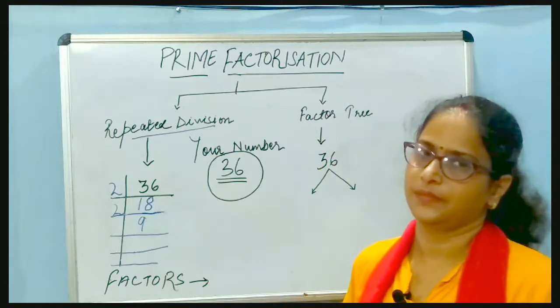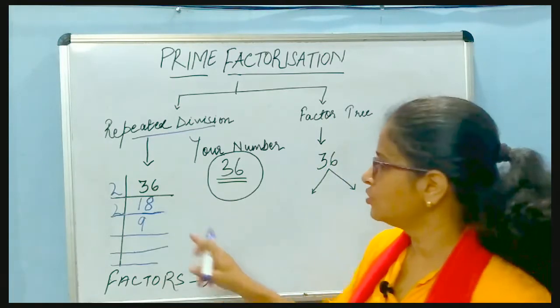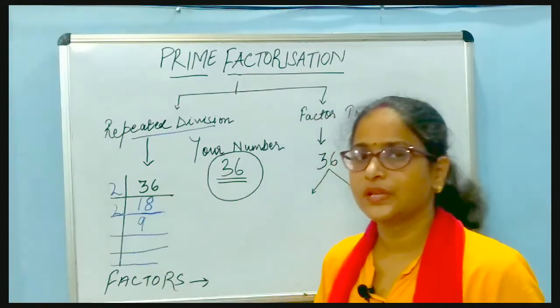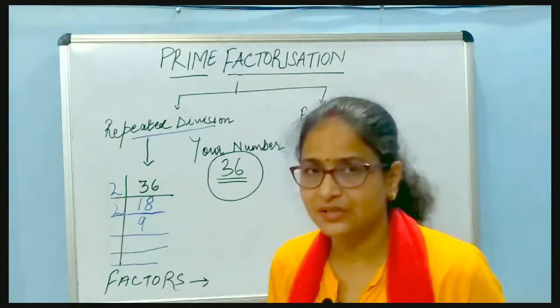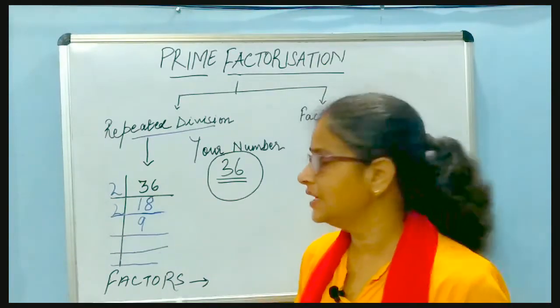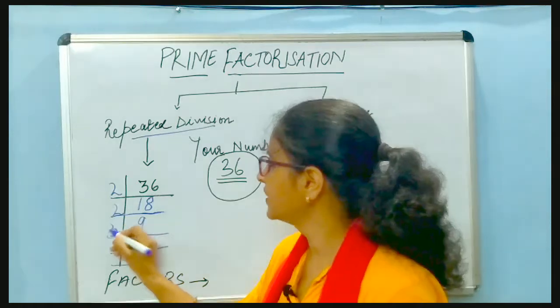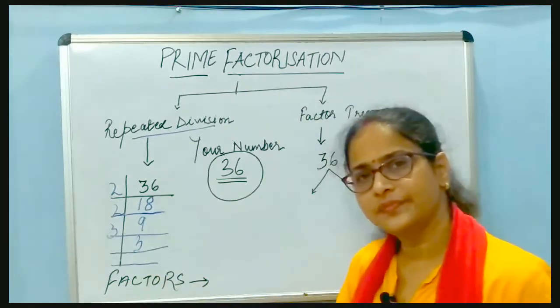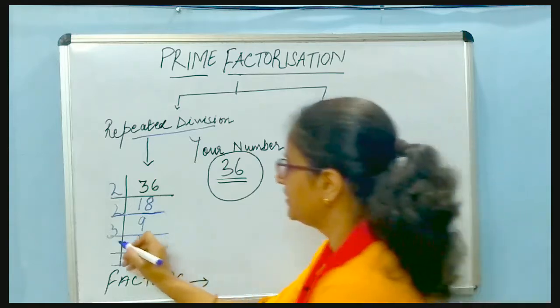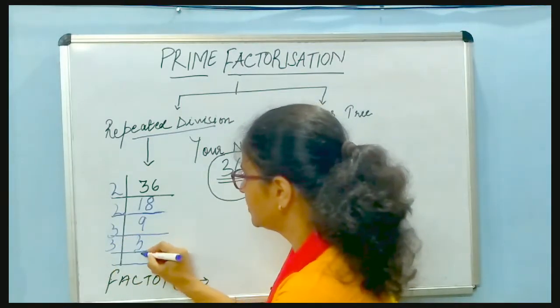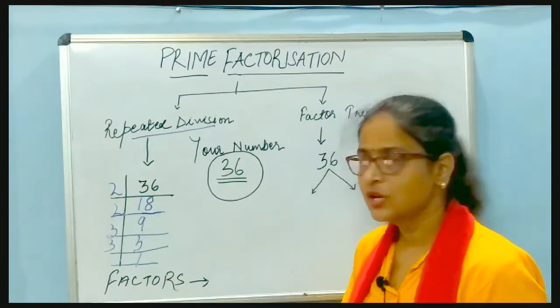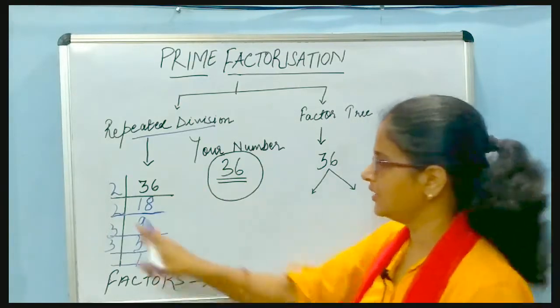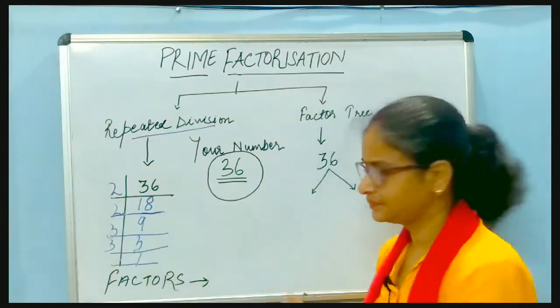Now here is 9. 9 is an odd number, so it is not divisible by 2. Now you need to see the next prime number. The next prime number is 3. 9 is divisible by 3. 3 threes are 9. Now you have 3. 3 is divisible by only 3. 3 ones are 3.